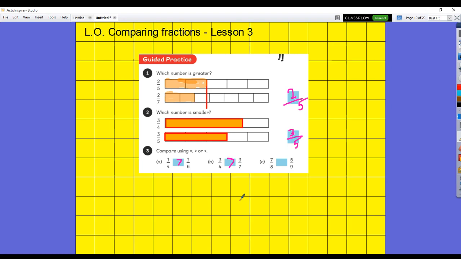Okay, check on your fraction rule to see whether it's correct. Or 7/8 or 5/9. So I would like you to have a look at your fraction rule. And what do you think? Is 7/8 or 5/9 equal to, smaller than, or bigger than? Well, we know that 7/8 is going to be bigger than 5/9.